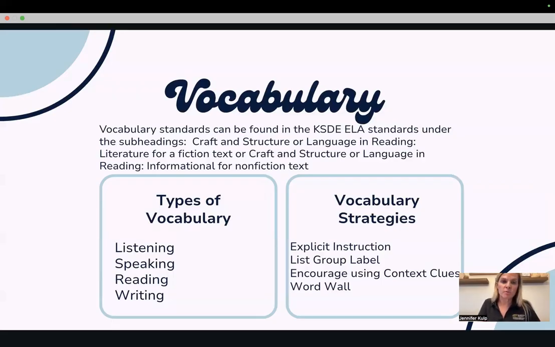If your students are reading an informational text that is nonfiction, you'll look under reading informational for these standards in craft and structure and language. I hope that makes sense. Let me know if you have questions. Once you find your standards, you're going to write a strong objective and then you're going to support it with an assessment. The types of vocabulary that you need to emphasize are listening, speaking, reading, and writing.